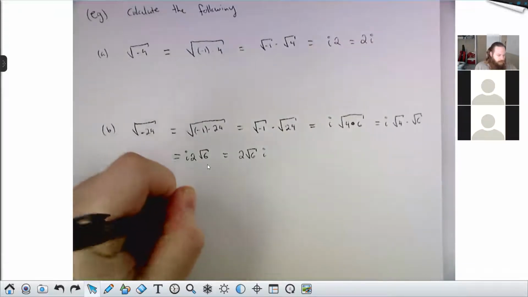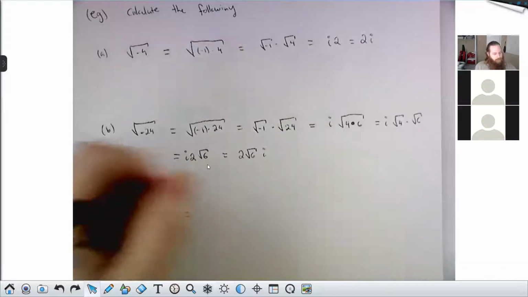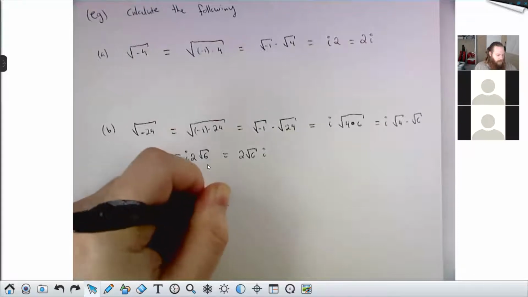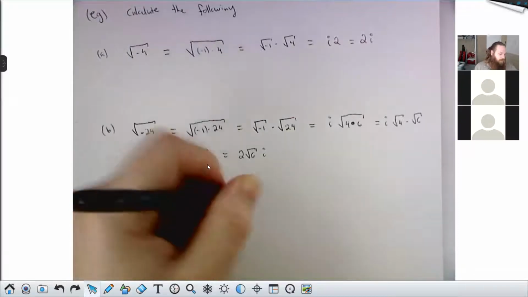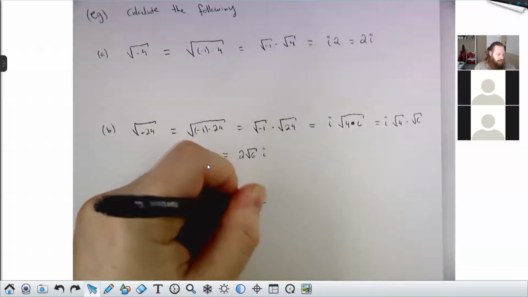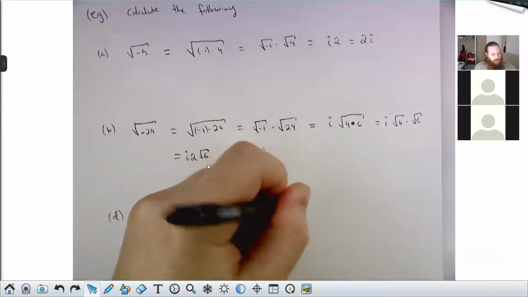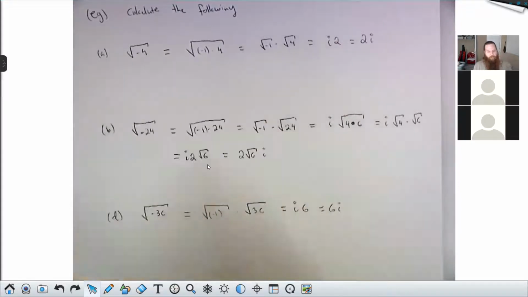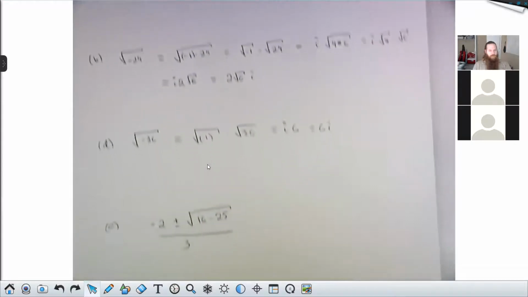All right, the square root of -36. Same sort of logic, right? This is the square root of -1 times the square root of 36, which is i times 6, or 6i. Beautiful, thank you, Jacob. All right, what about this last one?